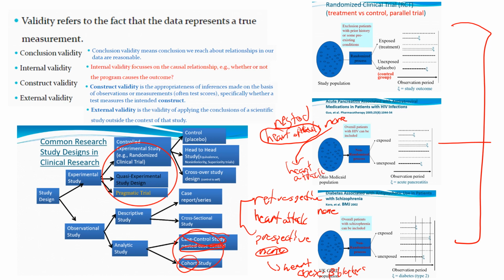And then again, we can look at these risk factors. We can look at the risk factors from this group. We can look at the risk factors from this group. And overall, this will be our nested case control study, right? It's got aspects of both. So I hope that example made a little more sense and that was a little more clear.